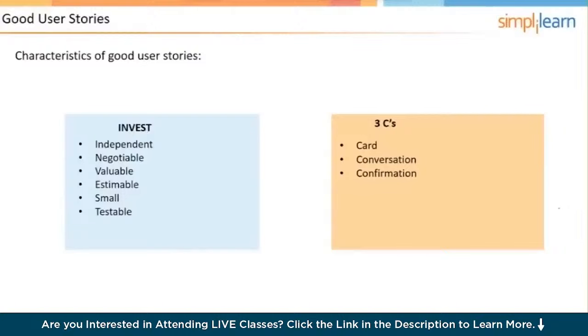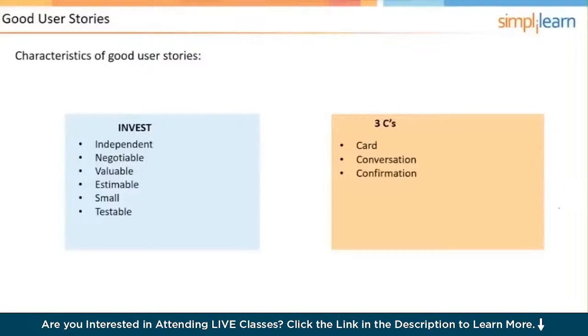V stands for valuable, meaning each user story has to create value for the customer or the end user. E has to be estimable, as in estimatable, except estimatable is not really a word, it's estimable. And S is for small, has to be small enough to be done in a single sprint. If we're doing 2-week sprints, it has to be able to be done in 2 weeks or less. If we're doing 4-week sprints, it could be a larger user story, but it would still have to be done in 4 weeks or less.